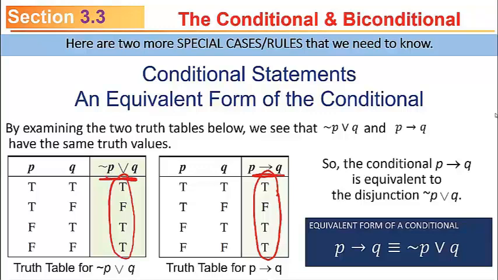So what I've shown is that the conditional P implies Q is equivalent to the disjunction not P or Q. And we tend to use this symbol in the middle, not an equal sign, but three horizontal bars, as the word equivalent. For our purposes, we're not making much of a distinction between equivalent and equal, but technically that three-bar symbol means equivalent. So P implies Q is equivalent to not P or Q, and I know that because I looked at the truth tables back over on the left and saw that they produce the same truth values. So that's the first of the new special case rules that we need.